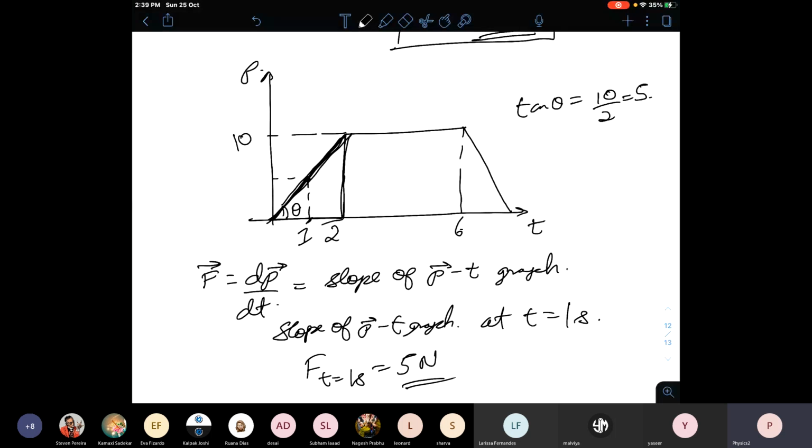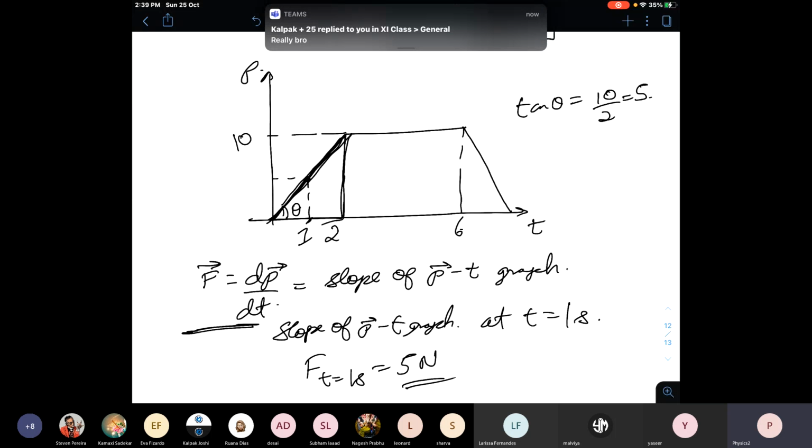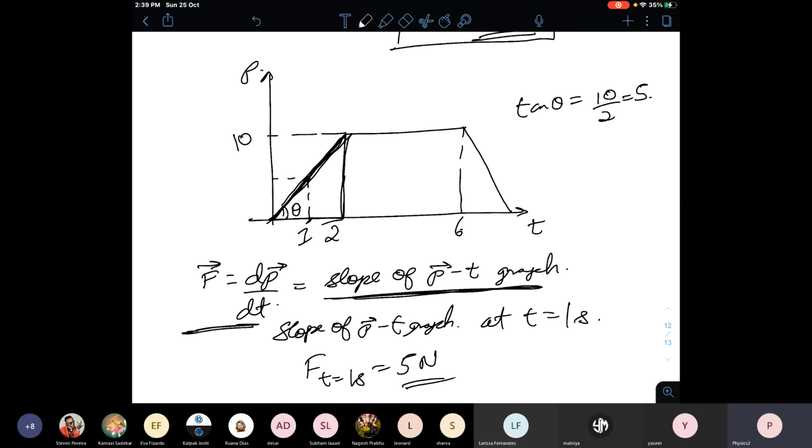Yes. Okay. So what we have here is a PT graph, and they want the force at t equal to 1 second. Force can be written as dp by dt. dp by dt means what? It is the differentiation of p with respect to time, or in terms of graph, it is the slope of the PT graph.